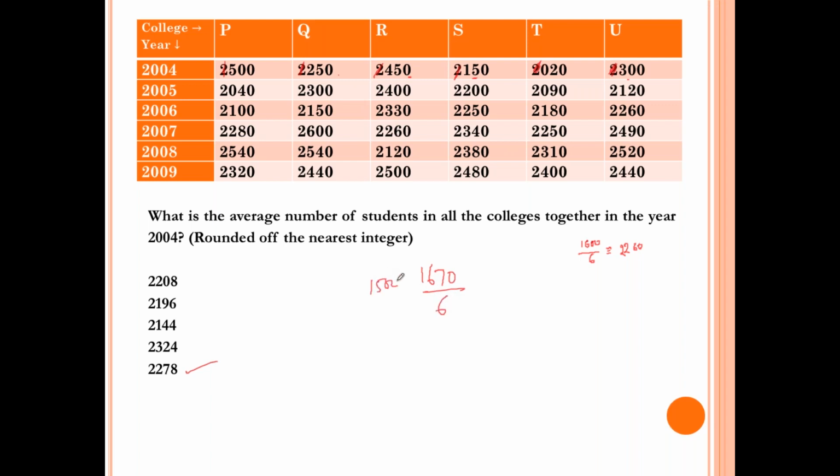You see, if it is 1500 divided by 6, that becomes 250. If it were 1800 by 6, that would be 300. So it is 1670, it should be around 280, right? This is how you calculate.